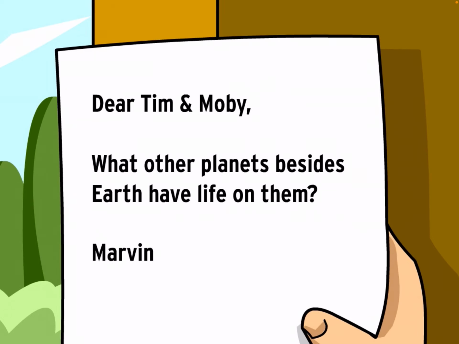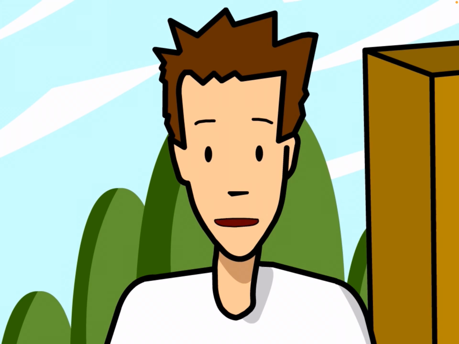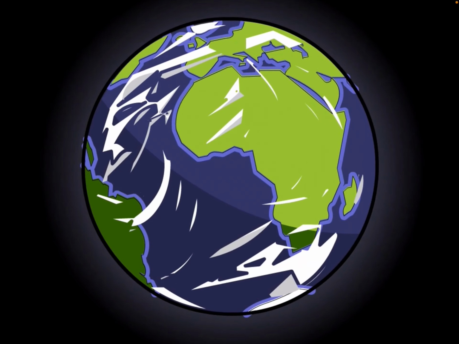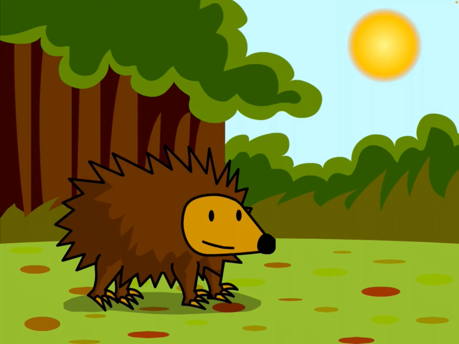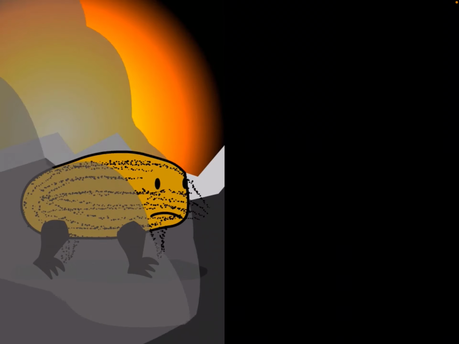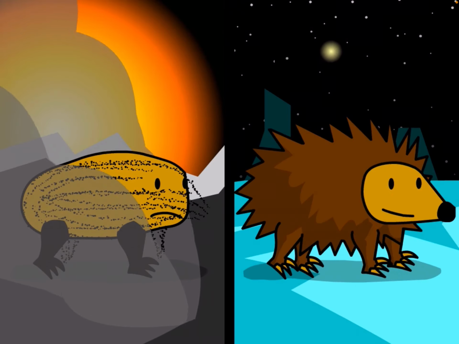Dear Tim and Moby, what other planets besides Earth have life on them? From Marvin. Despite what you see in movies and on TV, Earth is the only planet known to support life. Okay, changing subjects. Let's look at why life can exist on Earth. Earth is the third planet from the Sun. That helps keep the temperature here just right for life. Life as we know it can't exist on planets where it's too hot, like on Mercury. Or planets where it's too cold, like on Neptune.